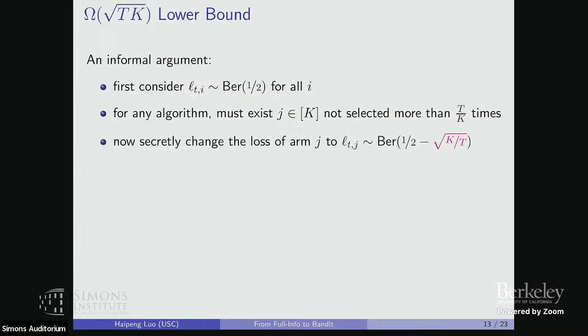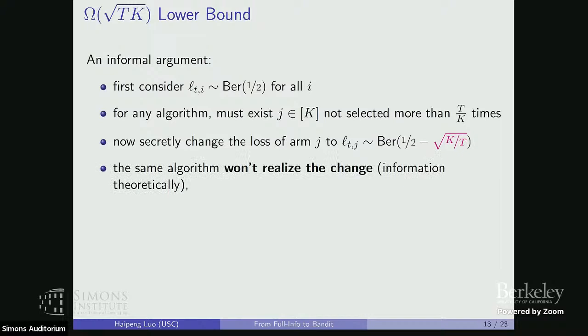Now what the adversary can do is secretly change the loss of arm J to something slightly better. So this arm that the algorithm did not select often enough, let's make it the best arm, just by a little bit, by a gap of root K over T. Now in this new environment, let's run the same algorithm again. The claim is that the algorithm wouldn't realize the change, information theoretically, because you're trying to distinguish these two Bernoullis.